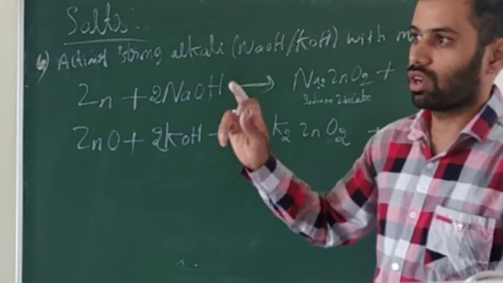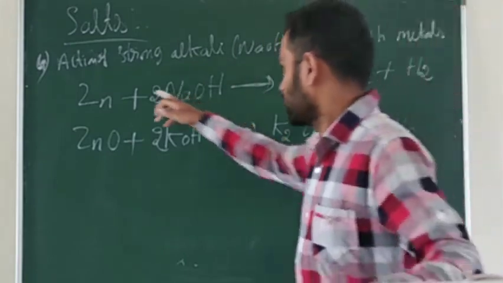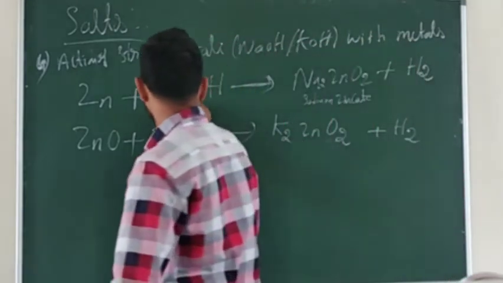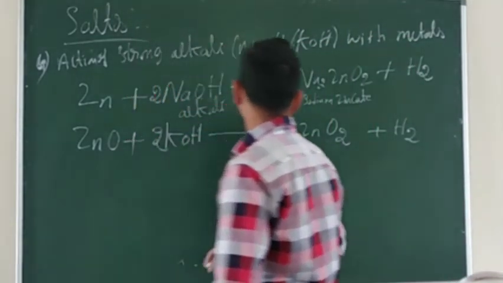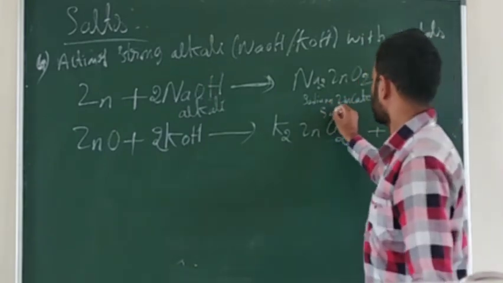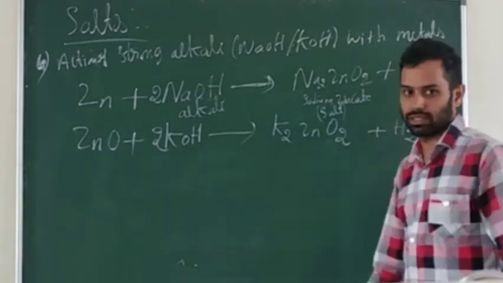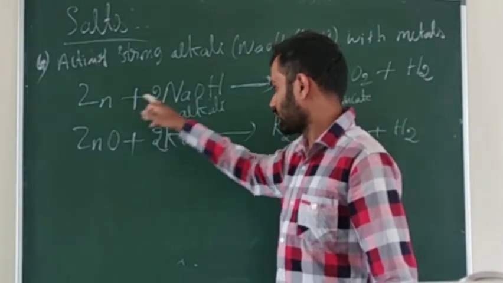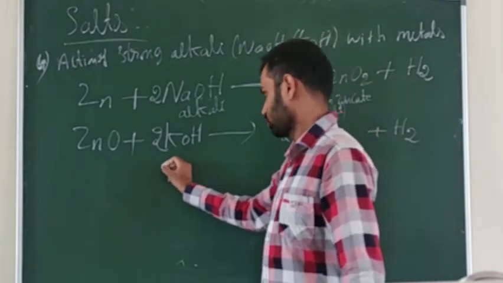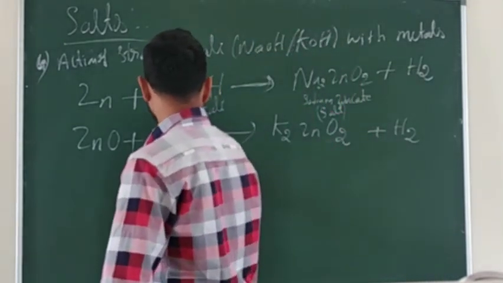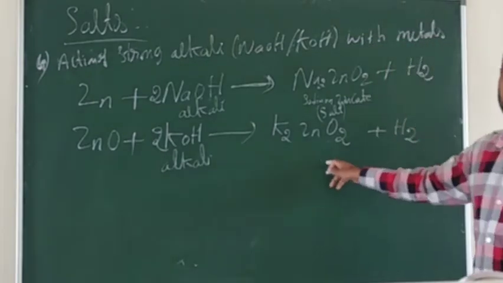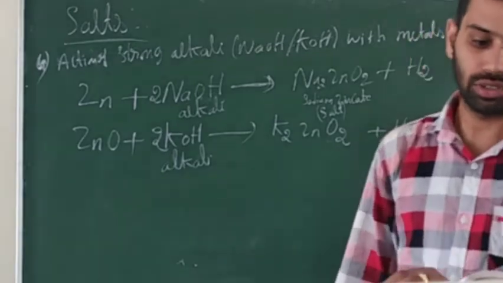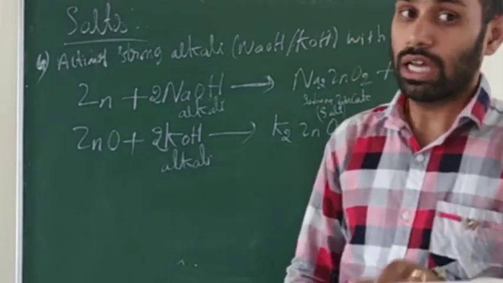By the action of strong alkalis on metals. Here zinc reacts with sodium hydroxide, that is the alkali. It will form sodium zincate, this is a salt, plus hydrogen will be liberated. Similarly, zinc oxide is a metallic oxide, and it reacts with the alkali potassium hydroxide. It will form potassium zincate plus hydrogen. Okay, so these are the few methods for the preparation of soluble salts.